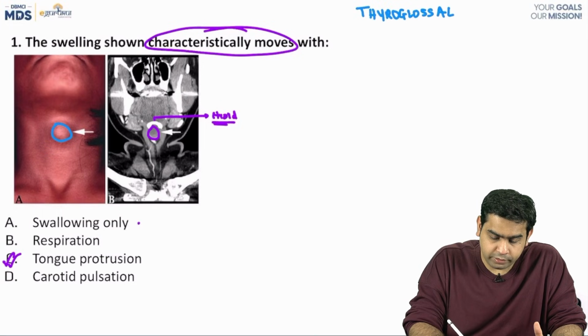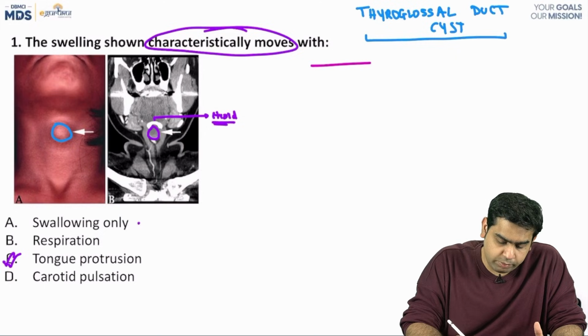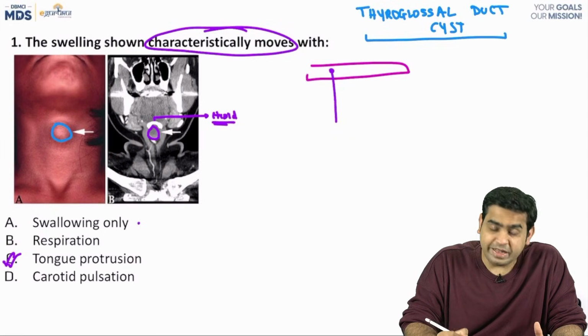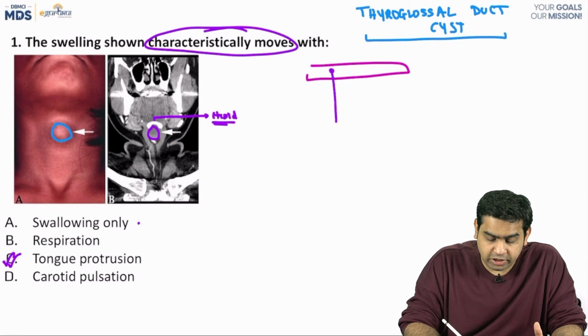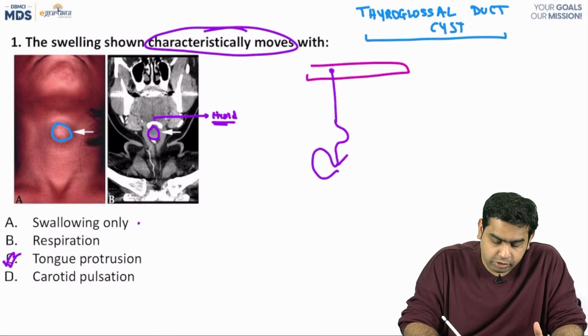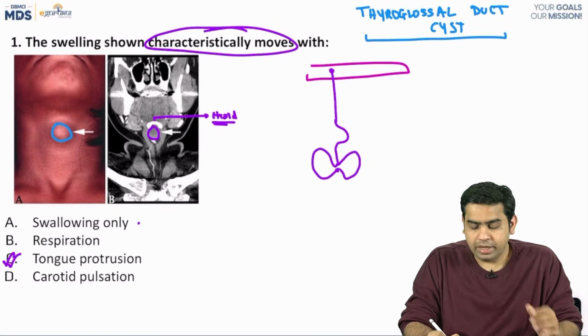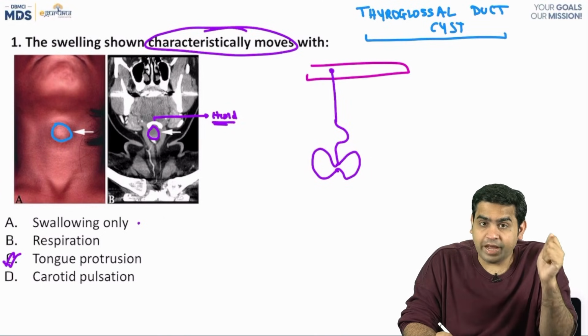Thyroglossal duct cyst. Let's quickly revise about this. So what you need to appreciate over here is that you have this particular tongue. Okay, and what happens is, from the base of the tongue, what arises is your thyroglossal duct. Now this thyroglossal duct basically goes around the hyoid bone and it reaches the neck and leads to the development of a thyroid gland.